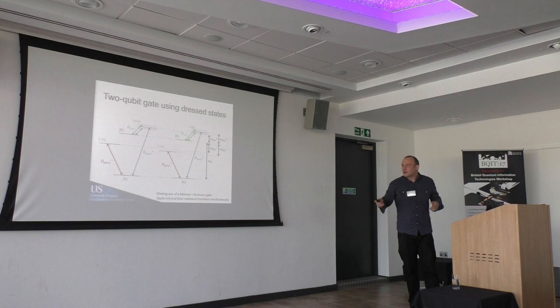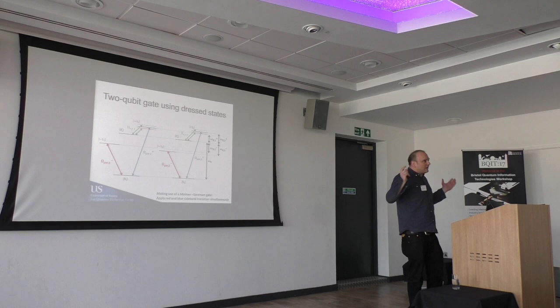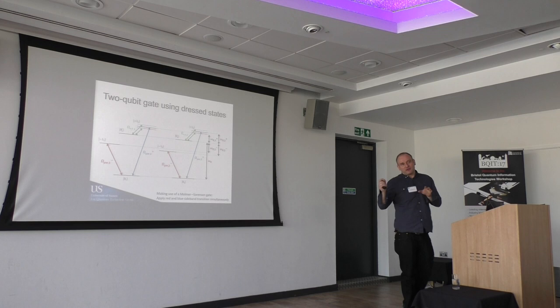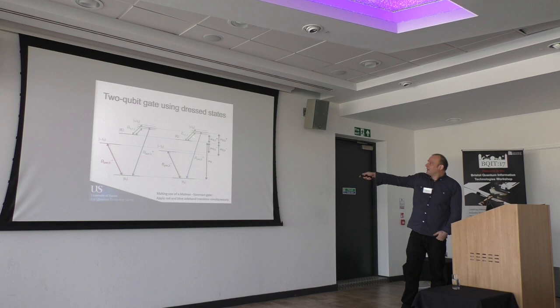Now Mølmer and Sørensen, and also Jared Milburn at the same time, invented this fantastic quantum gate. The great thing about this quantum gate is that you can actually do it with warm ions. That means you don't need to ground state cool anymore, but you can make trapped ion gates using ions which are not cooled to the ground state, which are relatively warm. The method is you need a red and a blue sideband, and that's what we have here. And now this should allow us to make a gate.